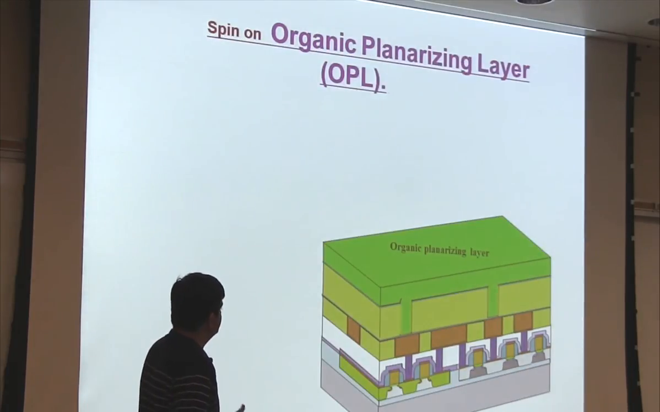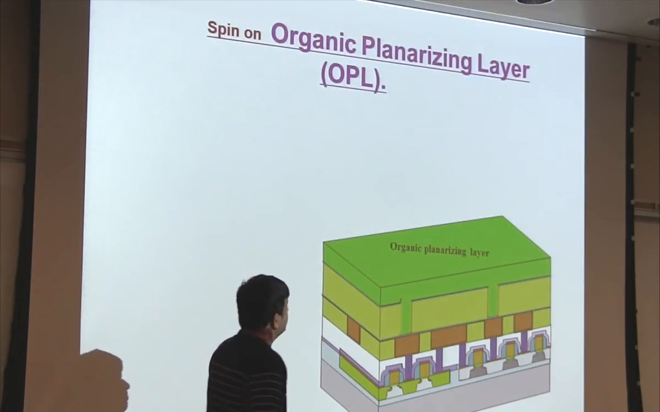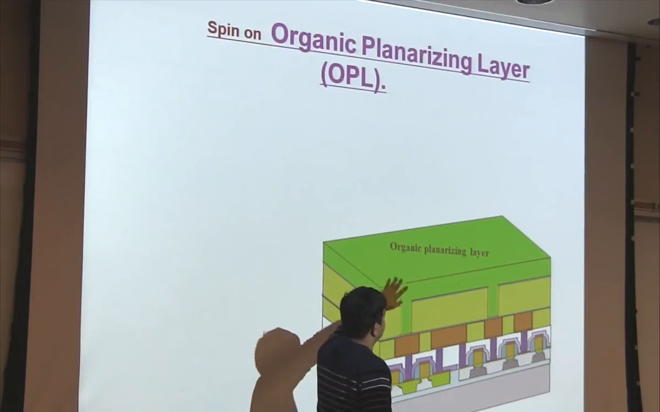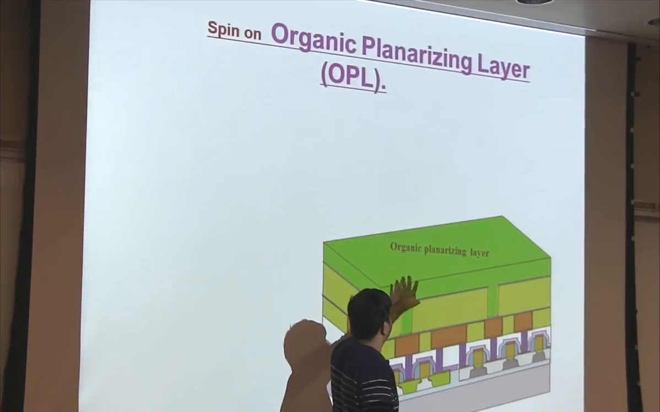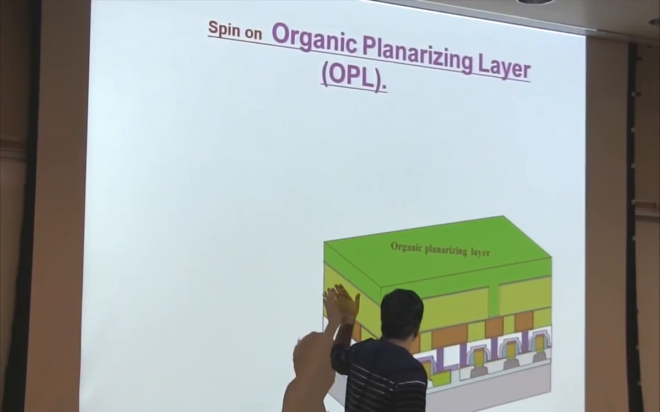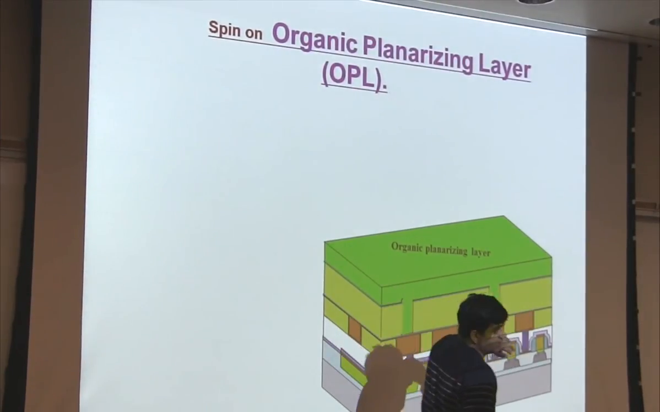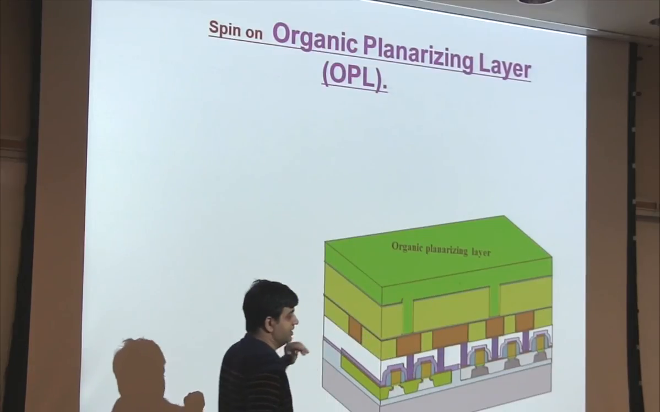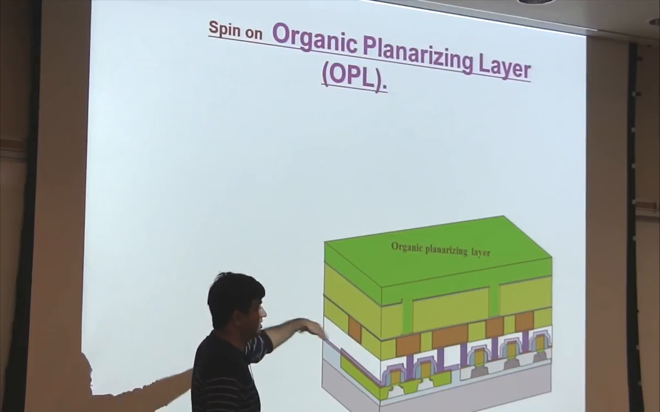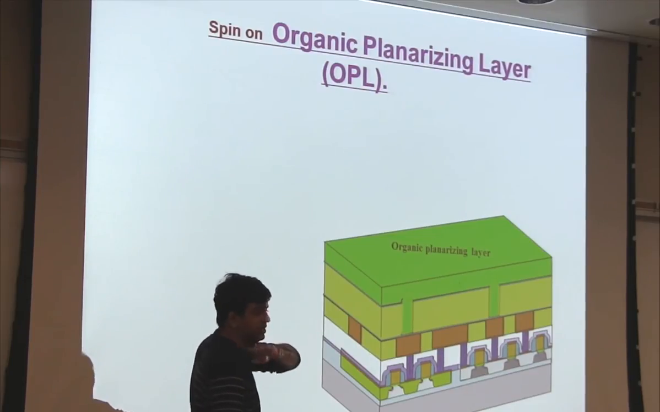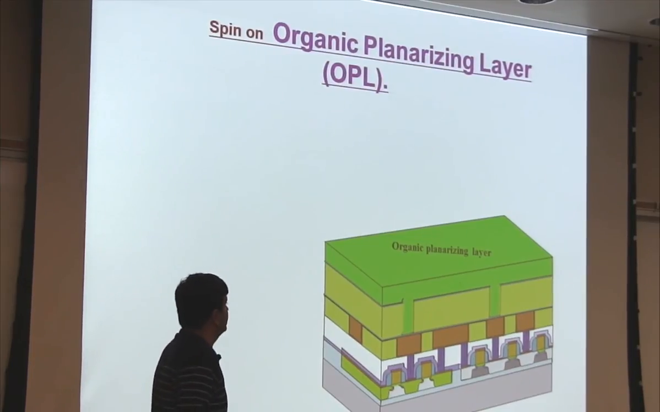The next thing you do is you fill the whole thing up with a planarization layer. This is an organic layer, something similar to a resist, but not photosensitive. So you fill it up with this organic planarization layer, and it goes up. It's basically a liquid solution which goes up and fills up everything, right? So you have formed this planar layer again.